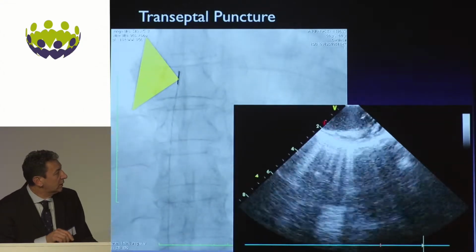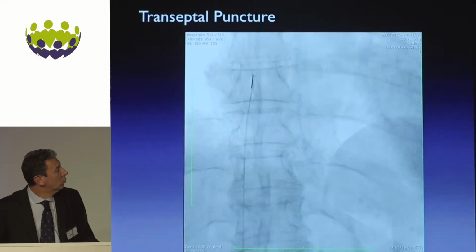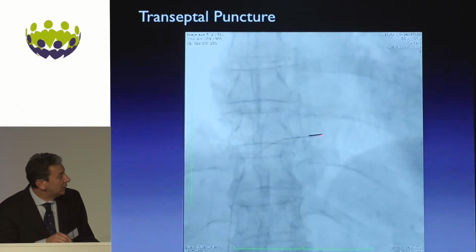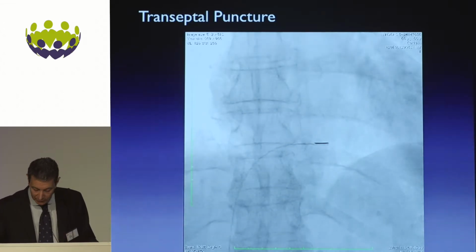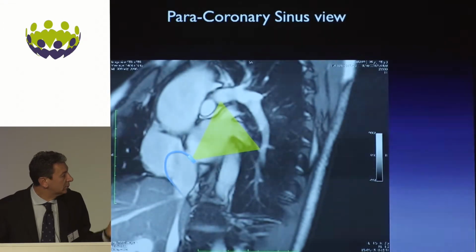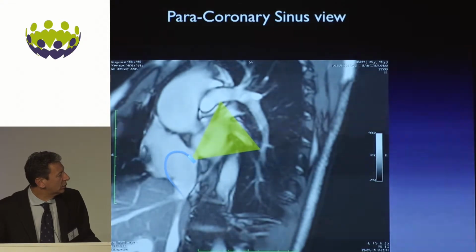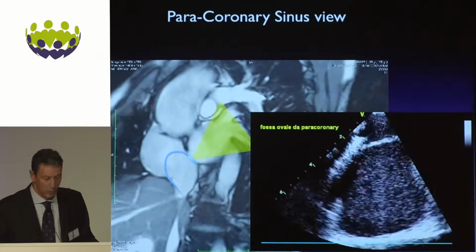When you see the crista terminalis, you move the catheter posterior, and you will have the tip of the catheter just in front of the coronary sinus, just below the tricuspid valve. From this position, you see the septum from the lower part, and this is similar imaging to the MR images for a better comprehension. This is the view of the septum from the anterior to the posterior part.